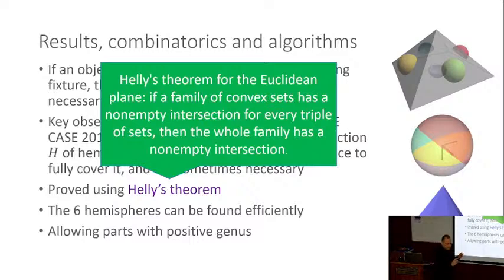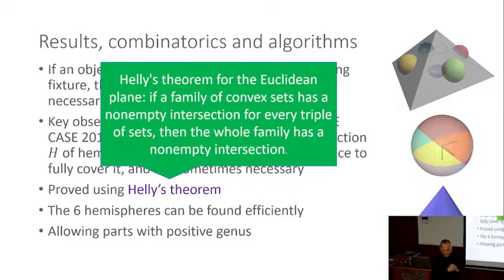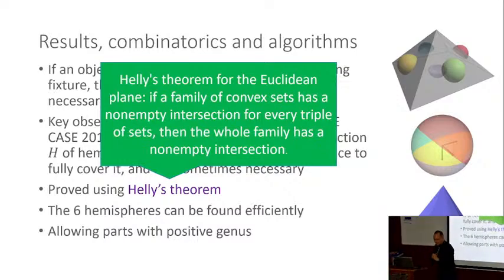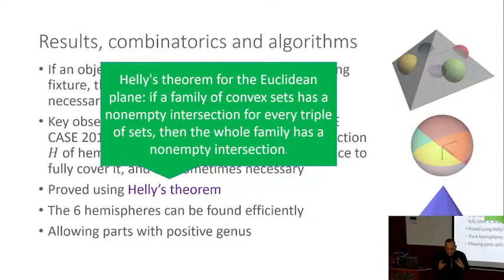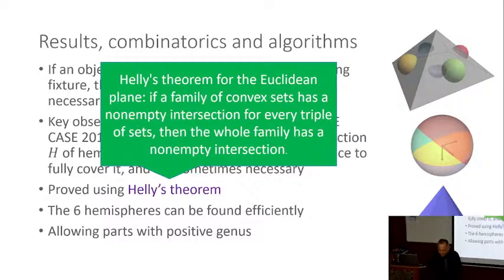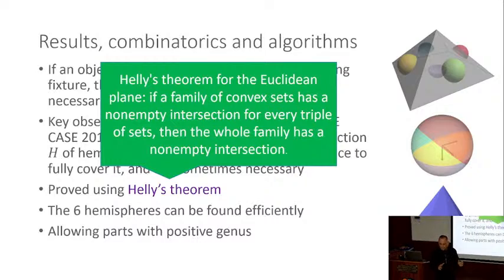I guess most of you know what Helly's theorem is. If you don't know, it's good to know, even if you prefer the algorithmic side over the combinatorial side in geometry. But even if you're not interested in the combinatorics, think of an algorithm. I give you many hemispheres. I tell you that they completely cover the sphere. And by this theorem, you know 6 of them cover the sphere. Can you efficiently find them?